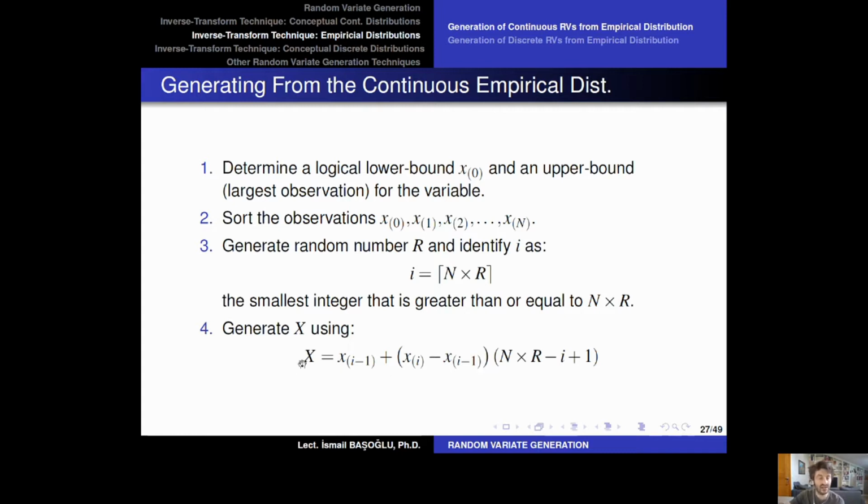This operation is generating a random variate that is distributed between xi and xi minus 1, the ith and the i minus first of these values, by using a uniform approximation between these two values. Therefore, you multiply that scale with n times r minus i plus 1. Of course, at this point, if I try to explain this equation, it may not be very possible to understand how this works, but it is always better to learn it in practice.